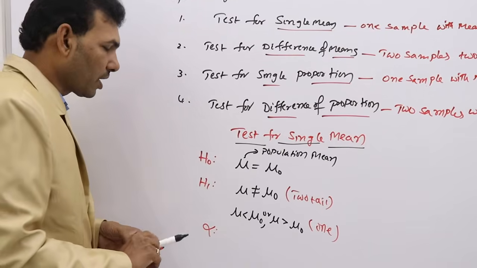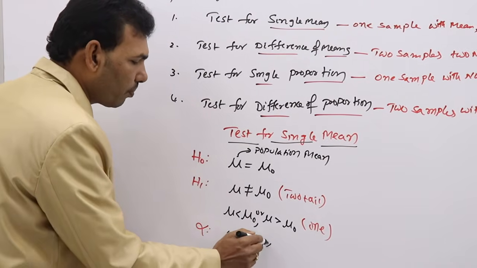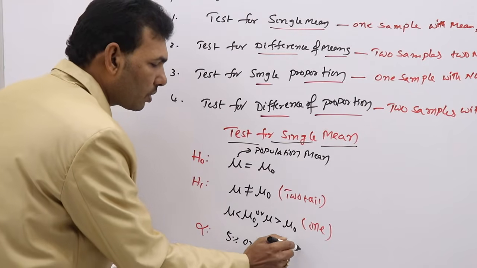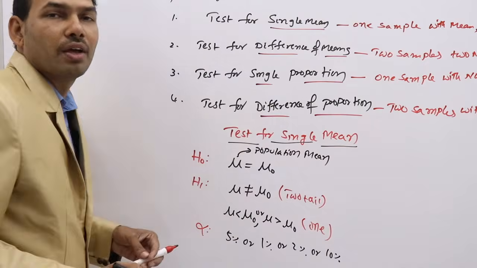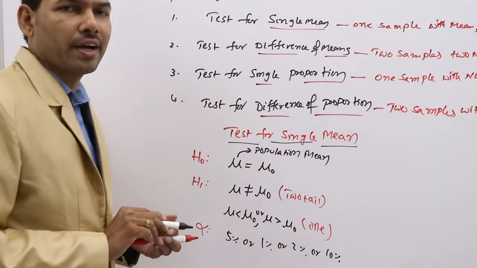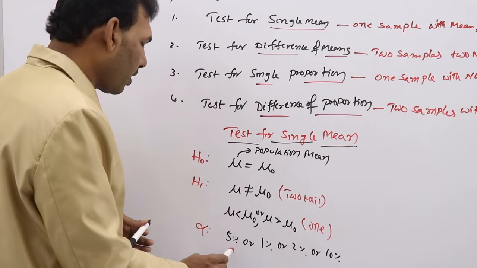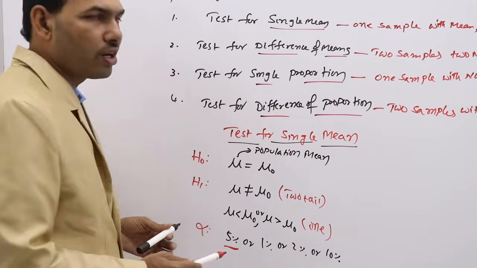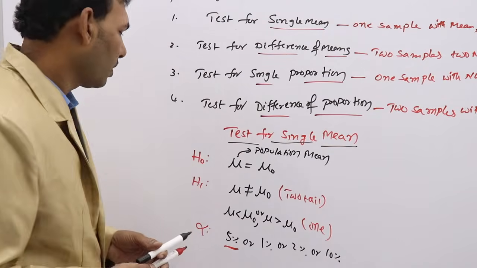Now write alpha. Alpha may generally be 5% or 1% or 2% or 10%. Whenever alpha, the level of significance, is not given in the question, we go for the default. The default is 5%. We will take 5% as alpha.